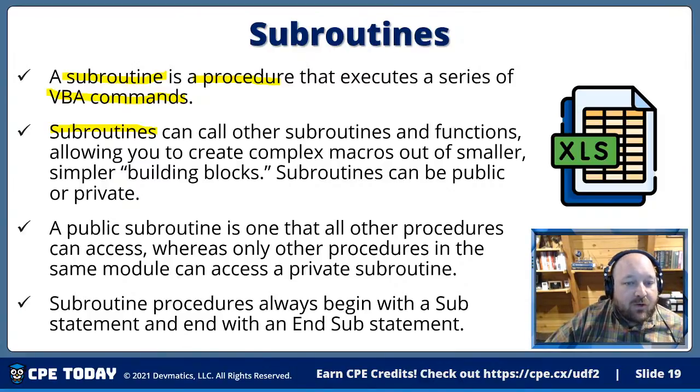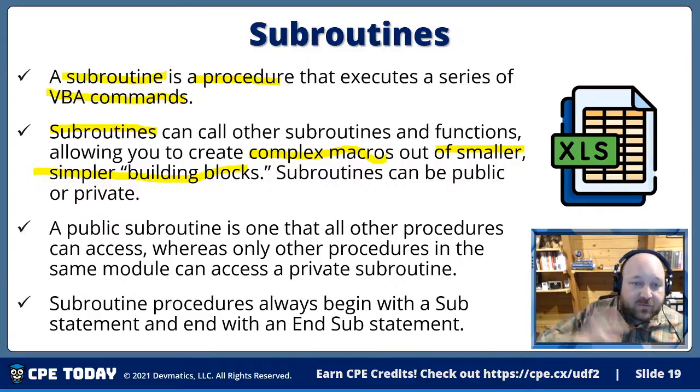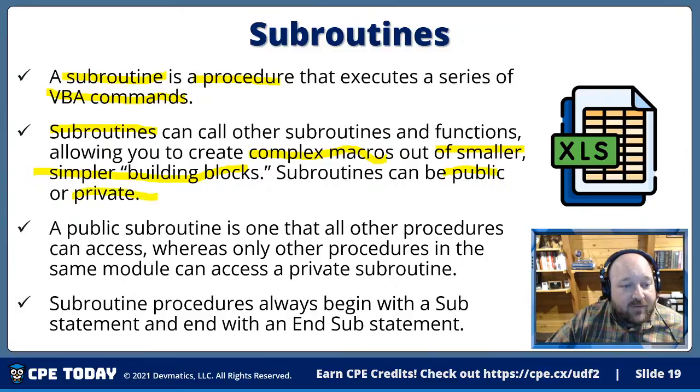Now, we want to create macros, especially macros that are going to be more complex, out of smaller, simpler building blocks, because those smaller, simpler building blocks of routines and functions allow them to be reused, and they allow them to be multi-purposed. We can also create what are called public subroutines and private subroutines. Okay, and with our building blocks here, what we talk about being public or private is whether or not other procedures can call those subroutines, or you have to call the parent procedure to get to that private procedure.